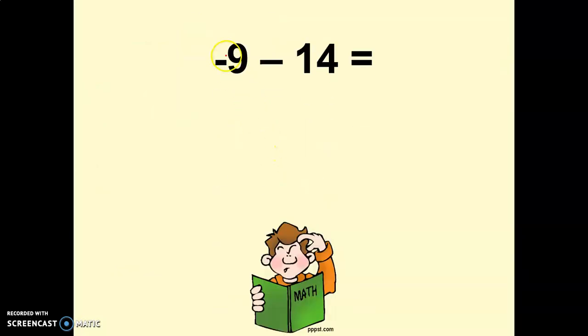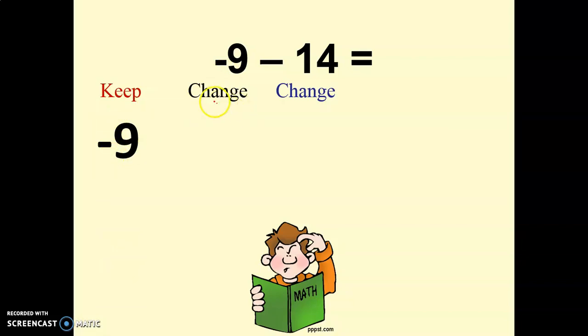Okay, example. Negative 9 minus 14 equals blank. Okay, so again, this is our guide: keep, change, change. Keep, meaning we're going to keep the first number. So that is negative 9. The second word is change. What is our operation? Subtraction. It means that you're going to change that to a plus sign. And then next, we're going to change. What are we going to change? The sign of 14. 14 here is positive, and then it will become negative.